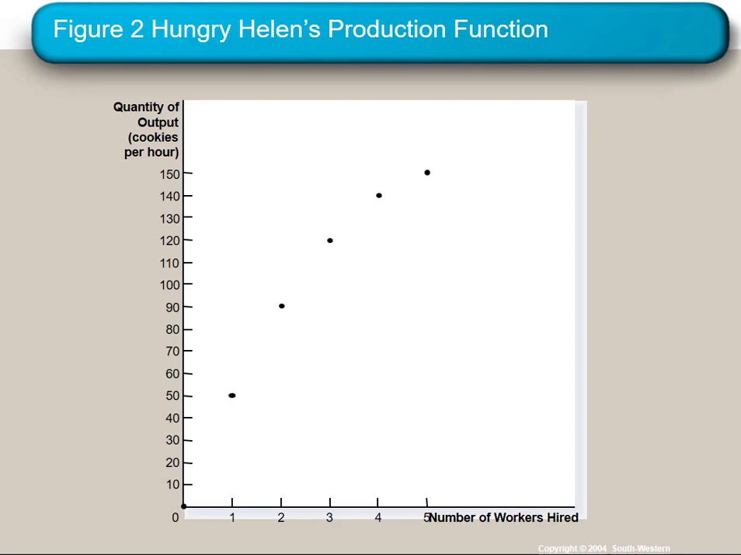So let's go ahead, and we're graphing the production function here, the number of workers hired against the levels of output from the table that I just showed you. You can see the first worker brings 50 units of output. With 2 workers, you have 90 units. So that second worker is bringing an additional 40 units worth of output, and so on.